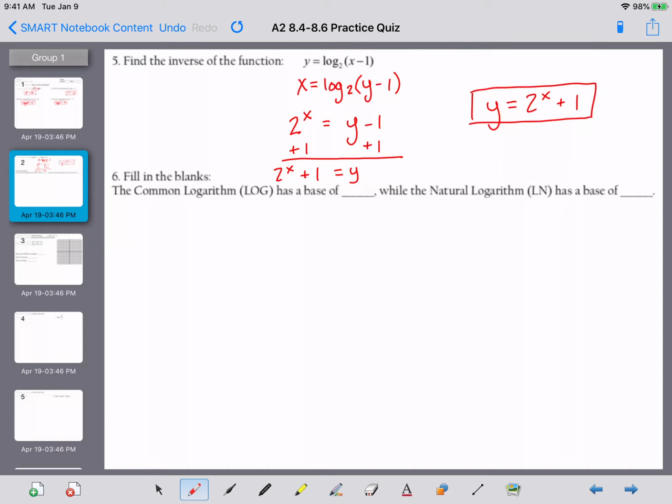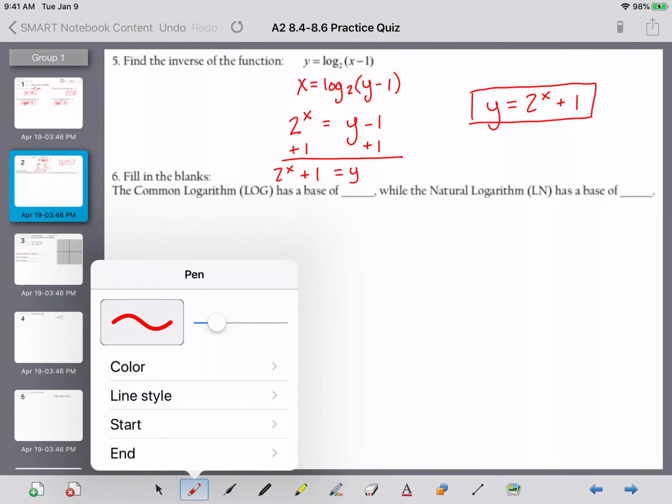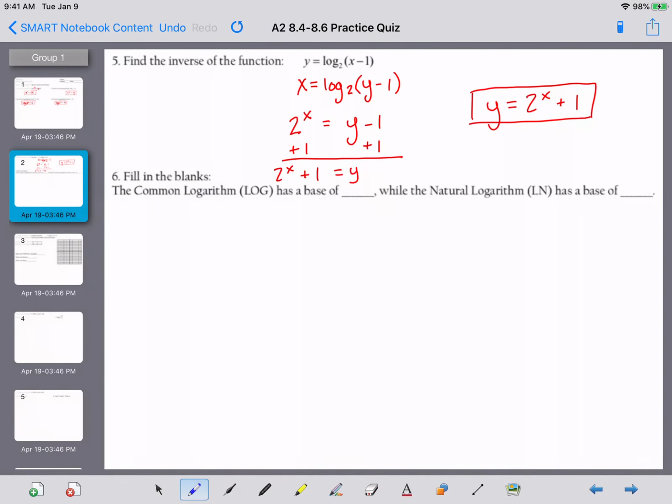Okay. Number 6 is just a little fill in the blank problem here. So remember the common log. If you just see log without a base, we assume that the base is 10. And then the natural log, ln, always has a base of e.